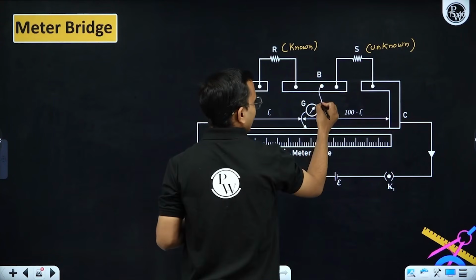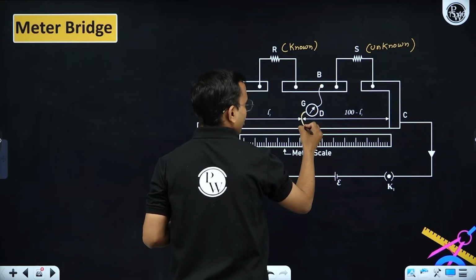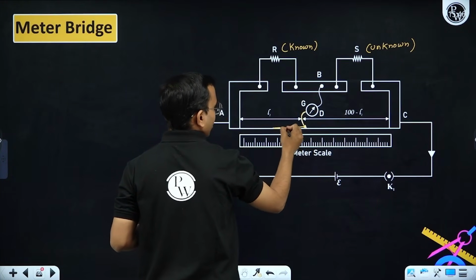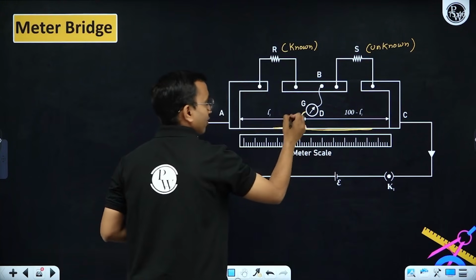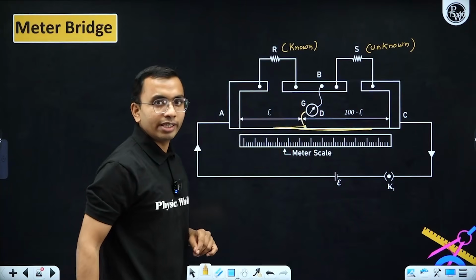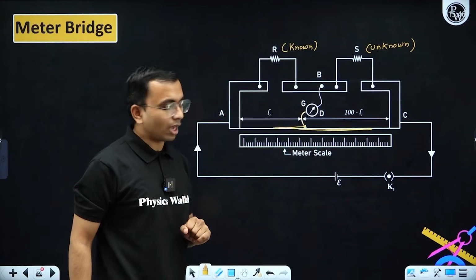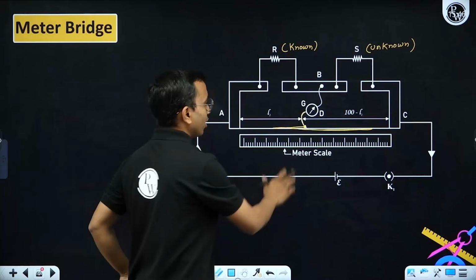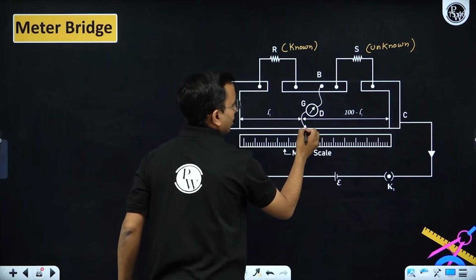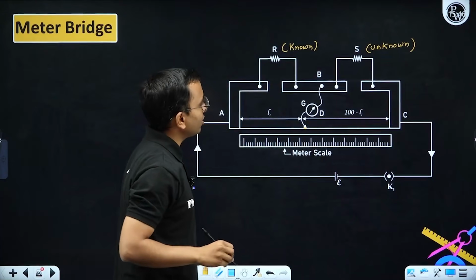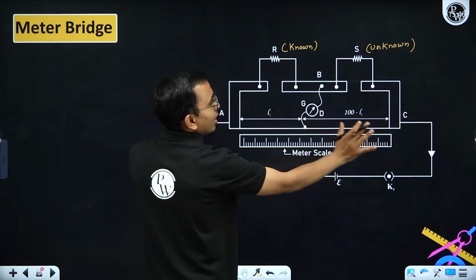This galvanometer has a jockey, which we move along the wire until we get a zero reading, or zero deflection, in the galvanometer. Zero deflection we got, let us say at a point here. What does it mean now? Zero deflection means this is a balanced Wheatstone bridge.